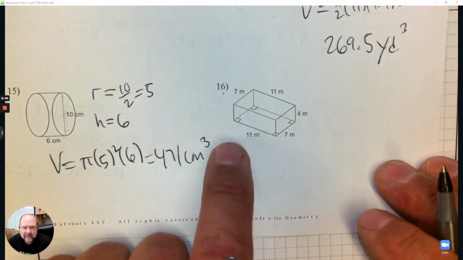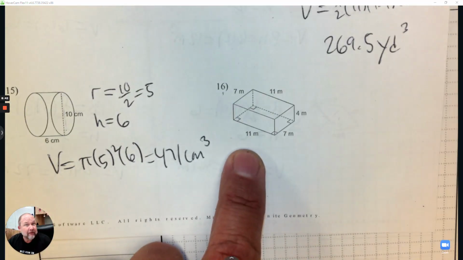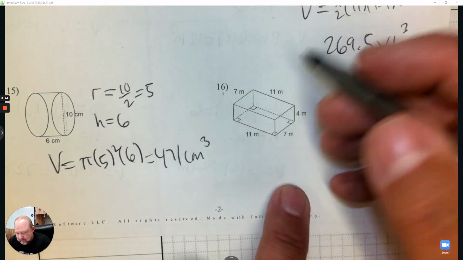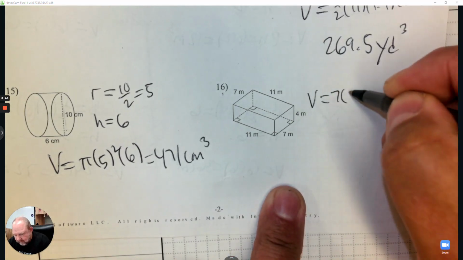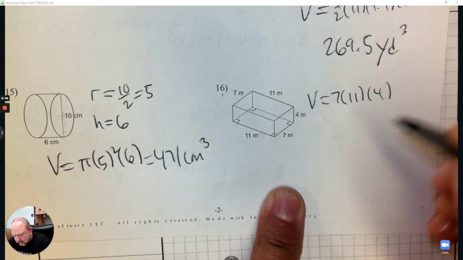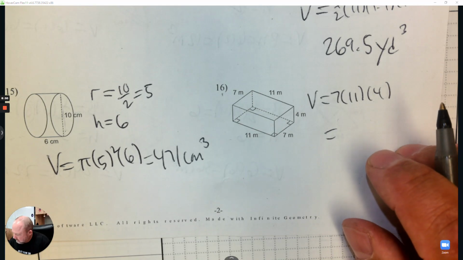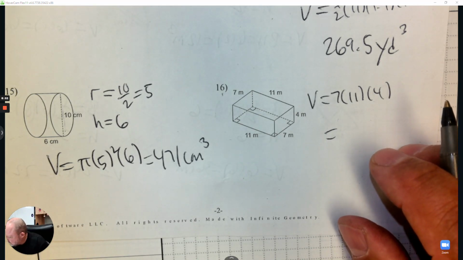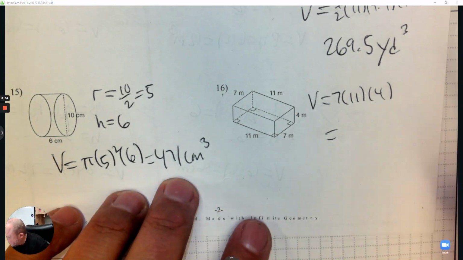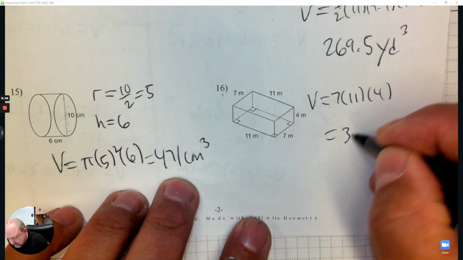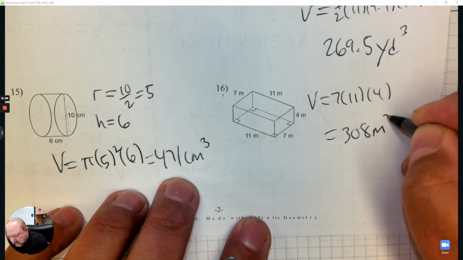16, last one. What is this shape? Rectangular prism. How do you find the volume of it? Multiply each dimension together. That's 7 times 11 times 4. That's 308. And that's meters cubed at the end.